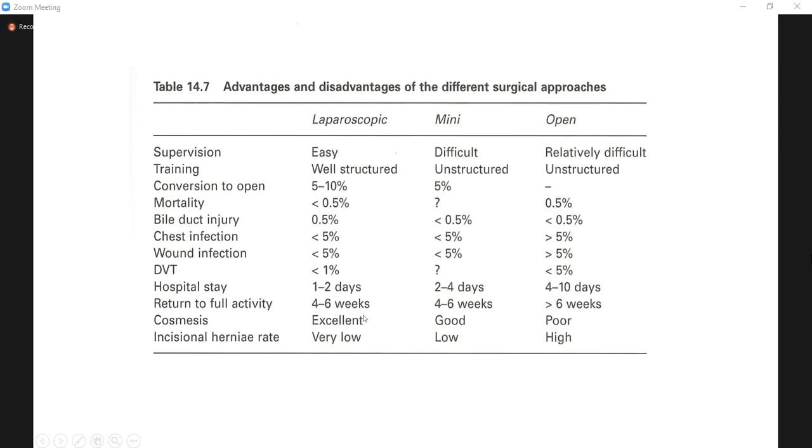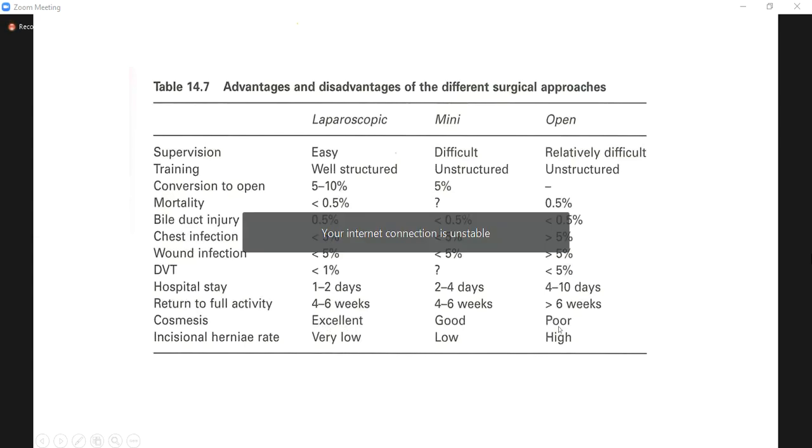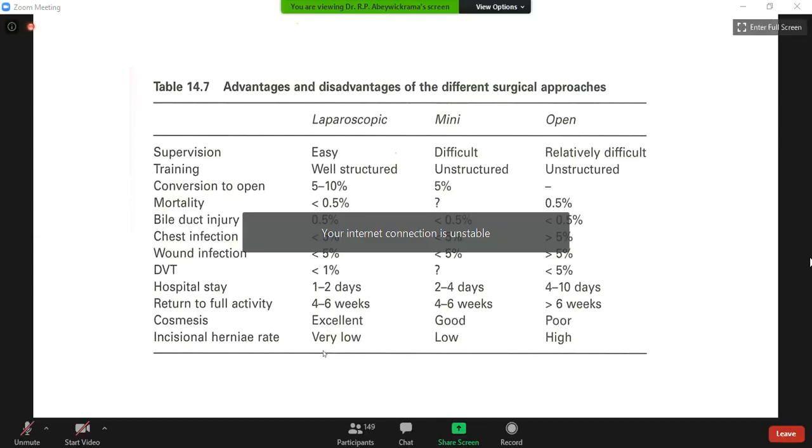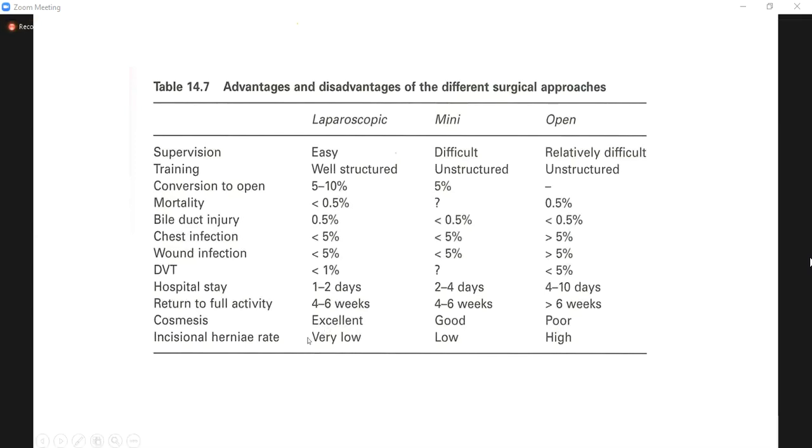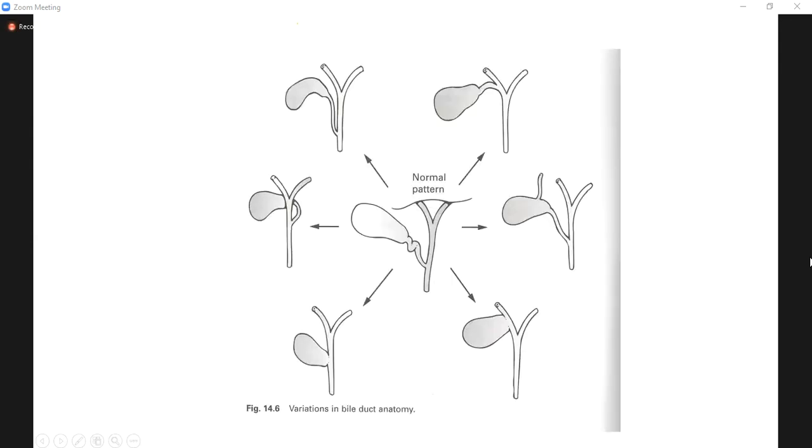No scars can be seen. Nobody will know the operation was done in the abdomen, but of course, that is not so with open surgery. Incisional hernia rate: with the very small, tiny port size, incisional hernias are very uncommon. But the rate is very high in open surgery. All right, this is what I mentioned in the beginning, and what you told me you have learned in anatomy, this much, right?